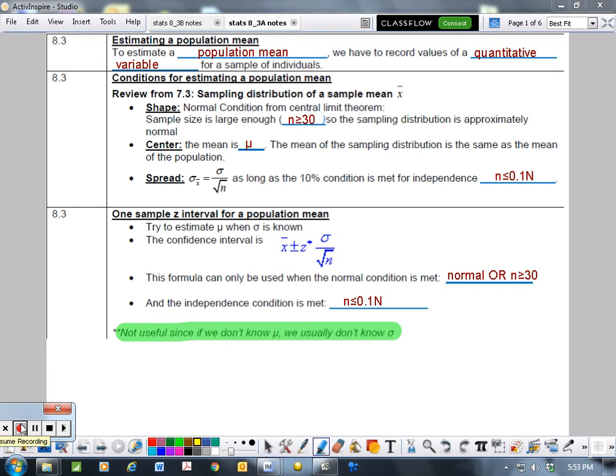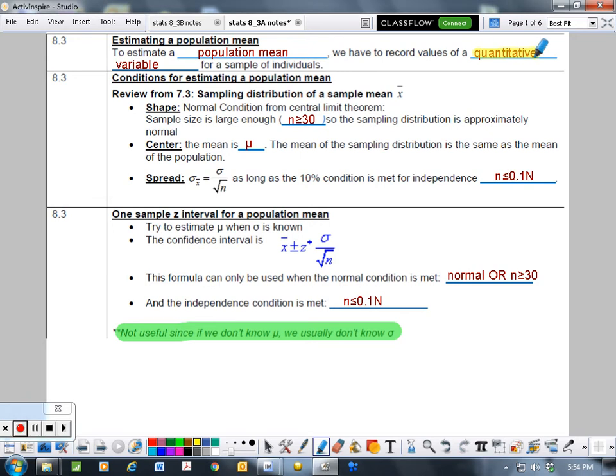Okay, so now we're going to work with confidence intervals, but instead of working with proportions, we're now going to work with means. So we're going to estimate a population mean, which means we have to record values of, now we're working with a quantitative variable for a sample of individuals.